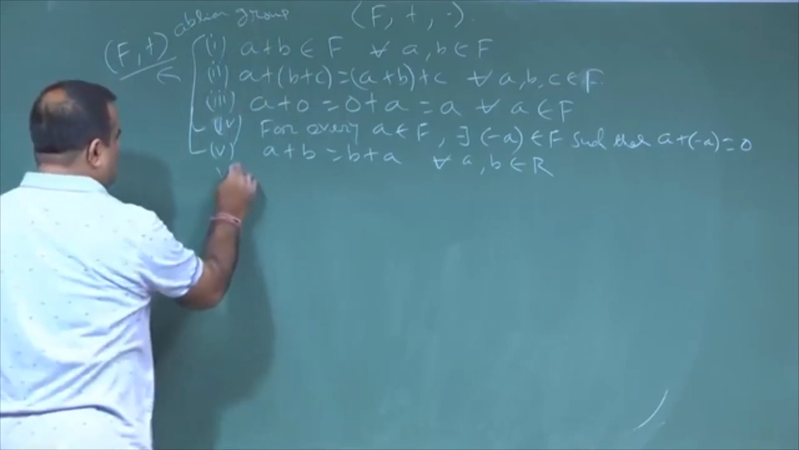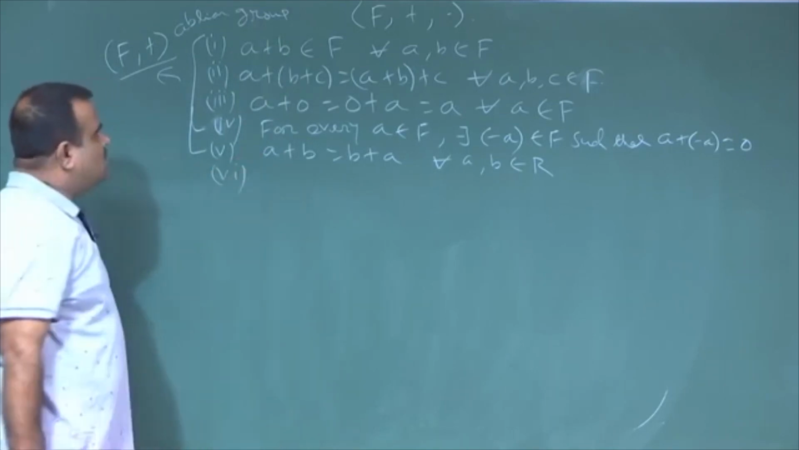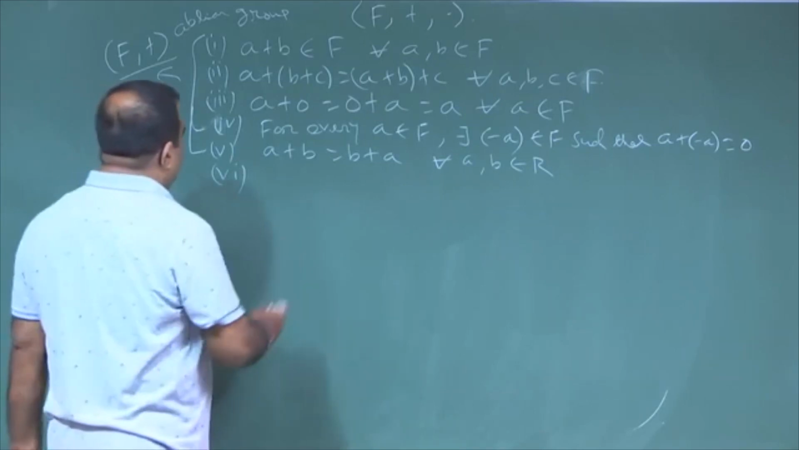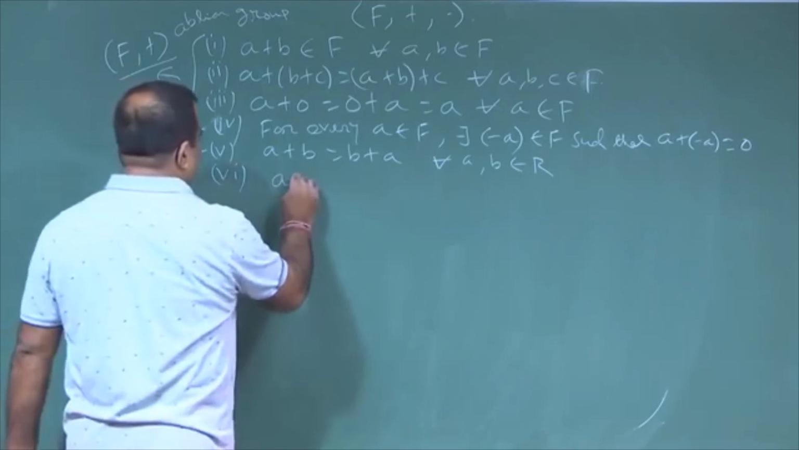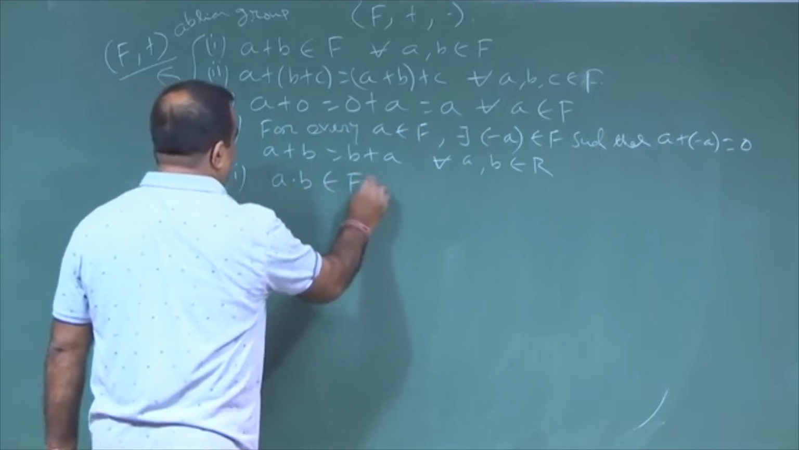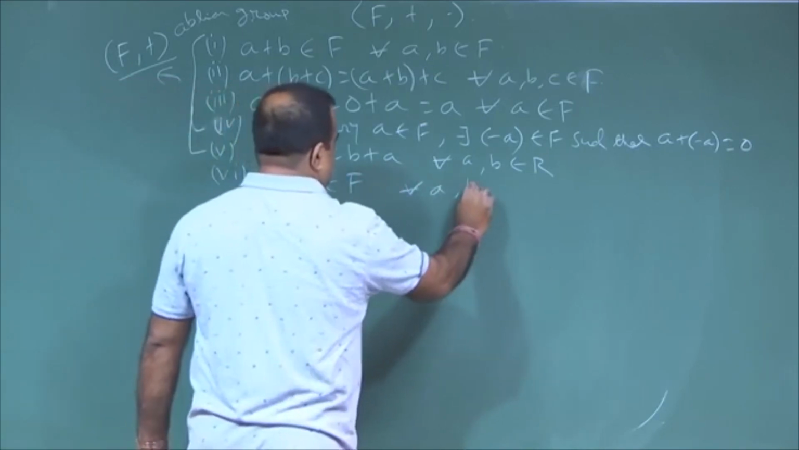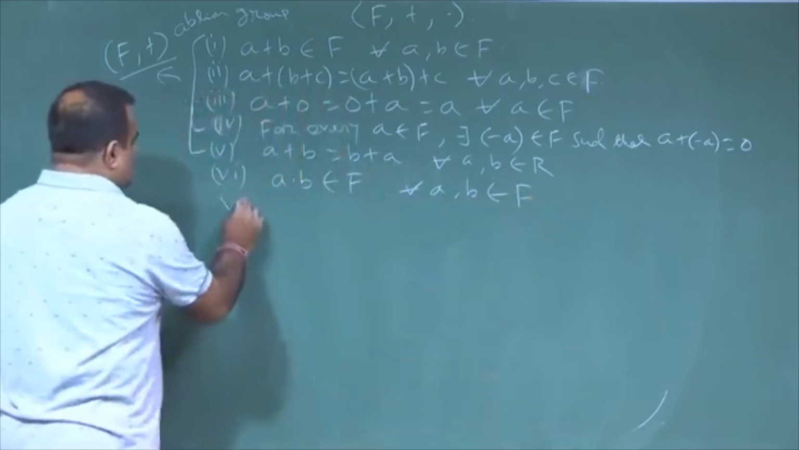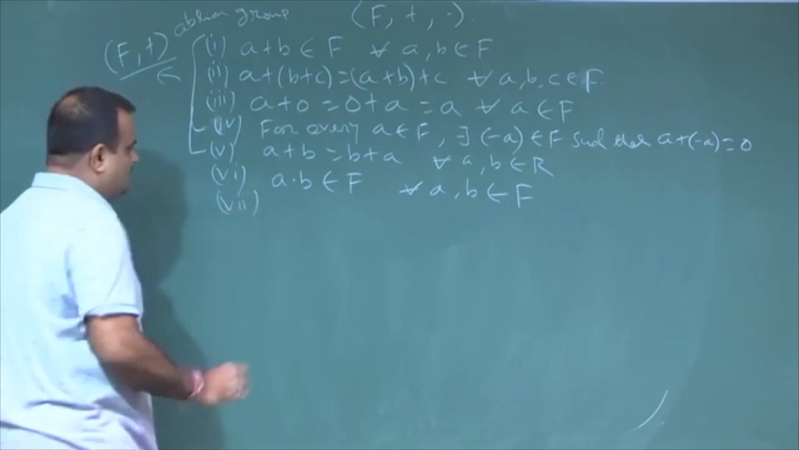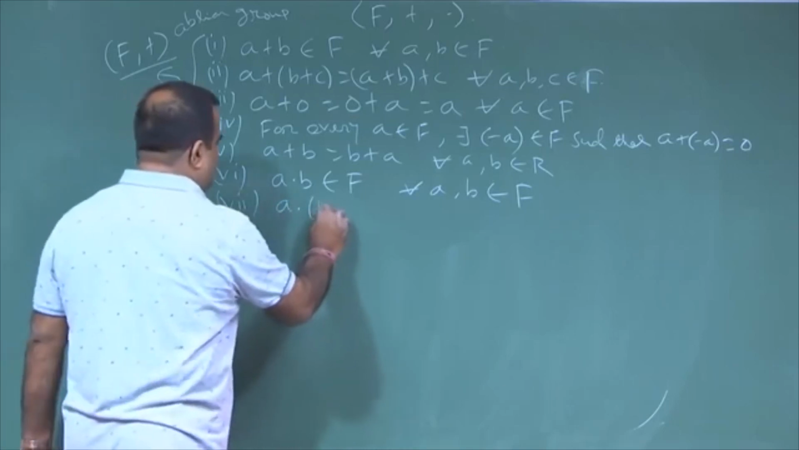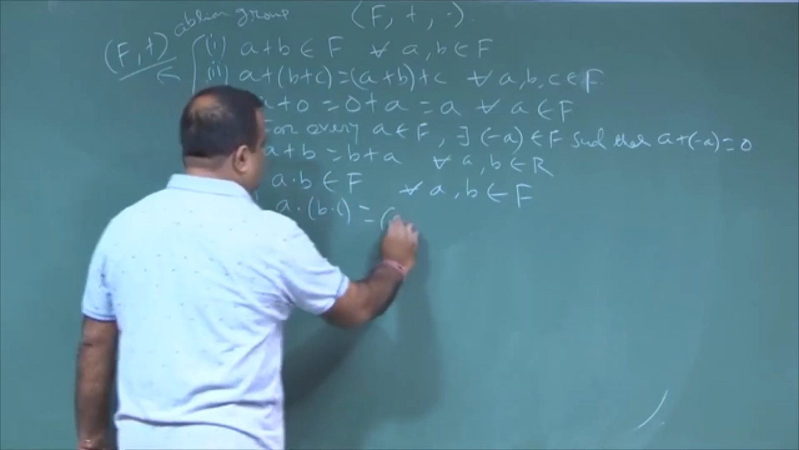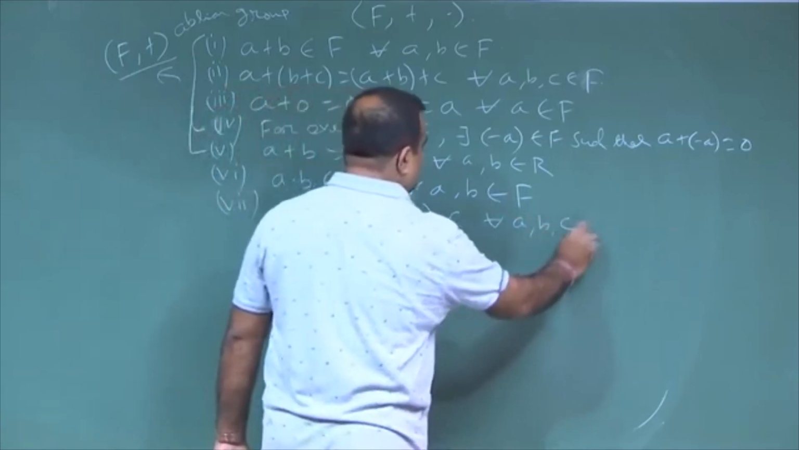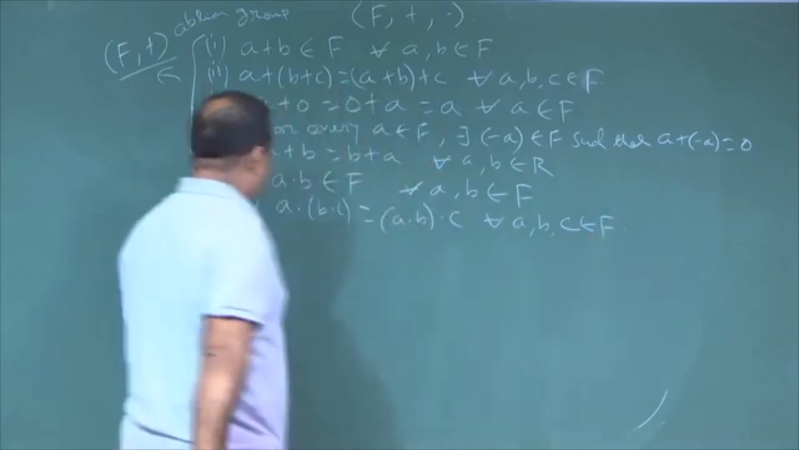Now, we have, with the dot operation also, we need to have a few properties, like a · b must belong to F. So, this is also the closure property of dot. Now, we must have the associativity property: (a · b) · c is equal to a · (b · c) for all a, b, c belonging to F.